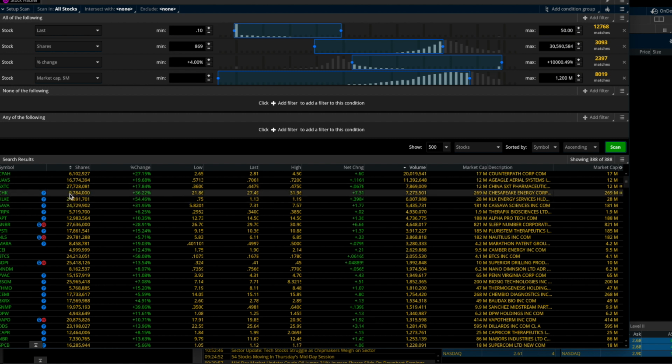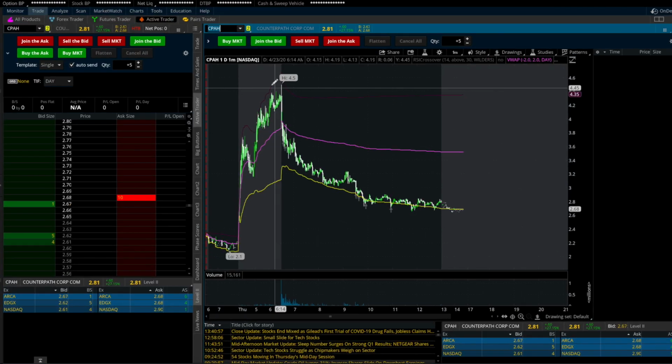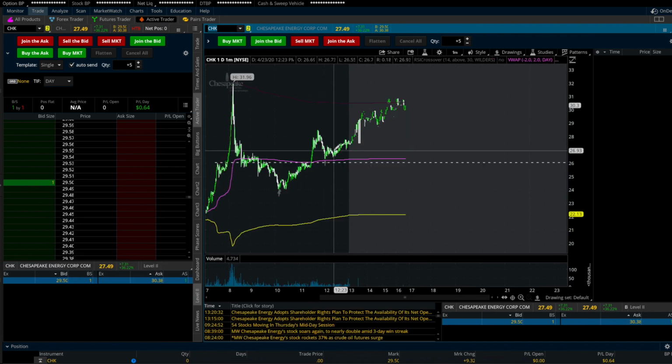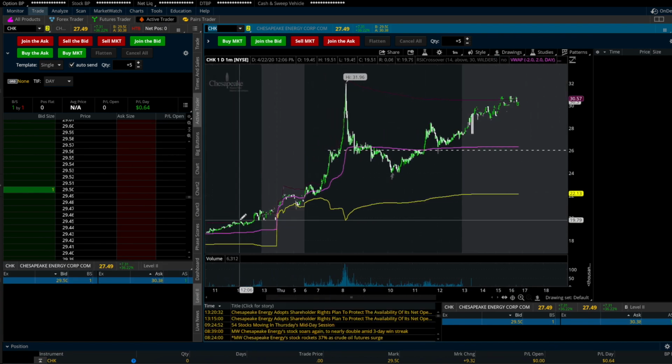Let's go to CHK. Let's look at CHK. That's one I noticed. And look at this incredible move. It went from $20 all the way to $31 in a very quick move. I was looking at that.